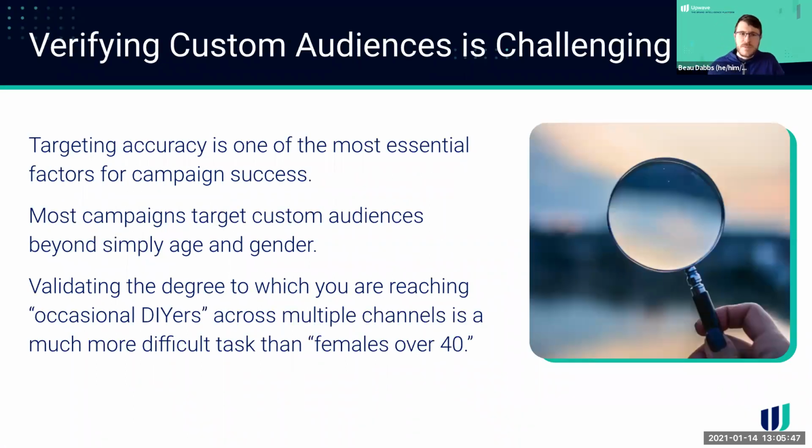So being able to target specific subsets of the population is essential for modern brand campaigns. Creatives are designed to resonate with particular subsets of the population at large, and the success of a campaign can depend on the campaign's ability to reach that subset. Most campaigns will target custom audiences beyond just age and gender, but existing tools only provide age and gender breakdowns in target audiences. And this is because validating the degree to which you're reaching an audience like occasional DIYers across multiple channels is much more difficult than validating that you're reaching females over 40. But at Upwave, we're building tools to validate more complex audience targets like these.